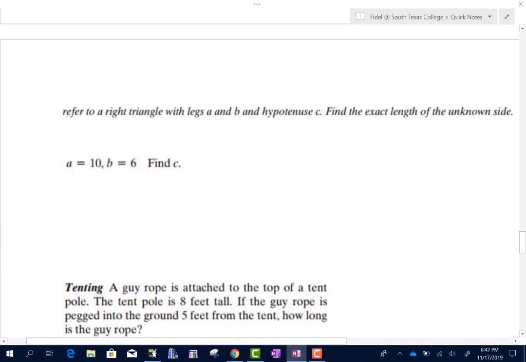Okay, so it says, refer to a right triangle with legs A and B and hypotenuse C. Find the exact length of the unknown side. Okay, this problem here, guys, is similar to the one we just did, except it's just giving me the values, not even actually drawing a picture for me, but that's okay. A squared plus B squared equals C squared, okay? And it's already telling me what A and B are.